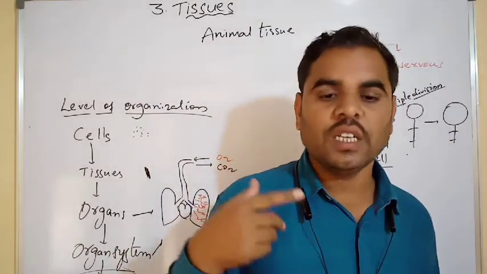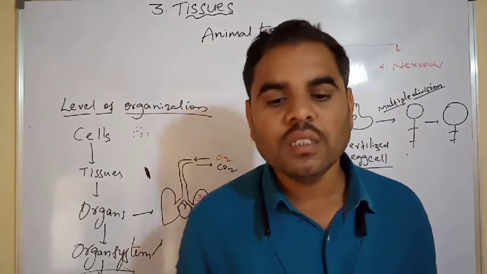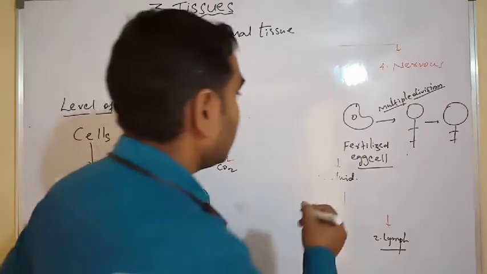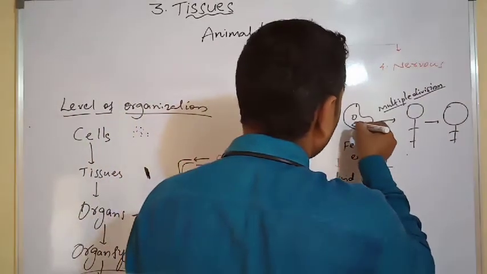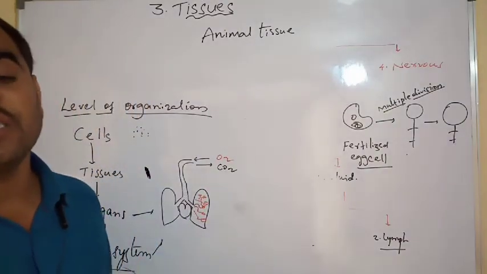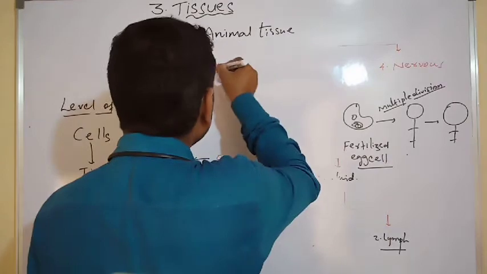There are epithelial tissues, connective tissues, blood connective tissues, and we also see mitochondria in the cell. What is the function of mitochondria? Producing ATP energy. It takes the glucose.